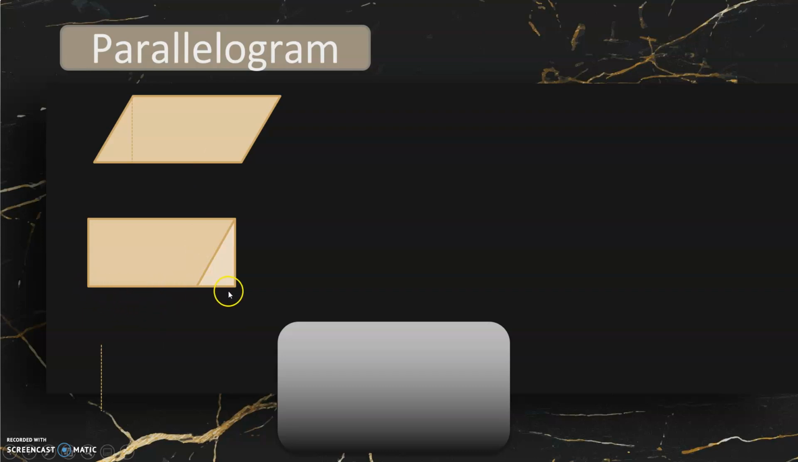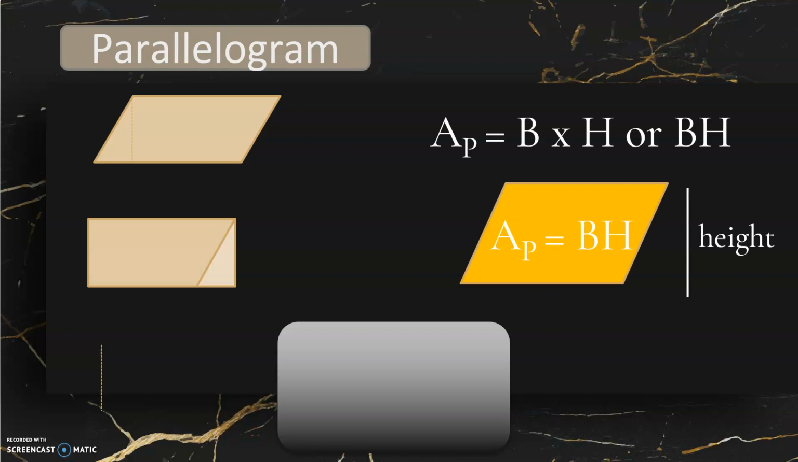Instead of calling this side the length, we will call it the base of the parallelogram, and this one here is the height of the parallelogram, because originally this is how a parallelogram looks like. So to find the area of a parallelogram, we'll simply multiply its base and its height. Take note that the height of a parallelogram is not this slanting side here. Instead, it should be a perpendicular line to the base of our parallelogram.